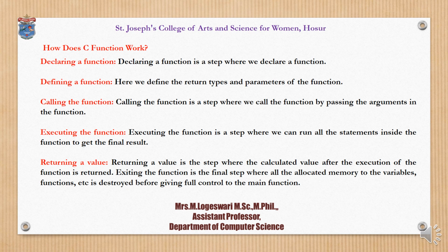Returning a value is the step where the calculated value after the execution of the function is returned. Exiting the function is the final step where all the allocated memory for variables, functions, etc. is destroyed before giving full control back to the main function.